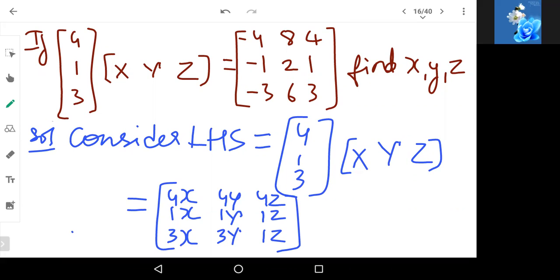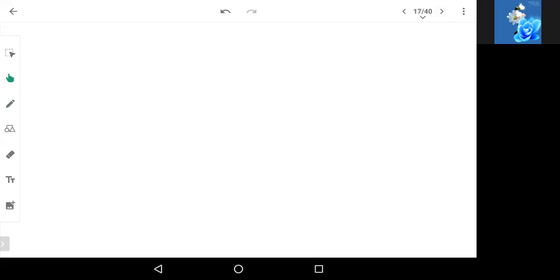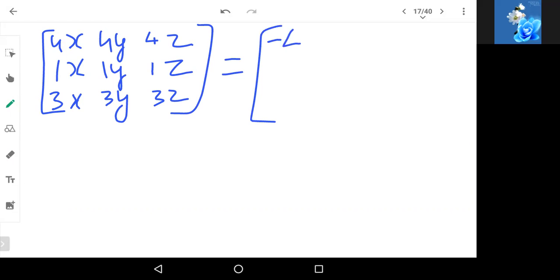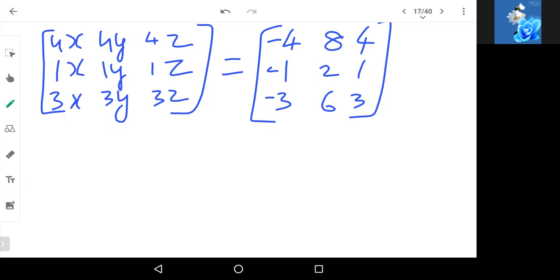Okay. Now, since we have multiplied the LHS part, let us equate it to the RHS, that is this matrix. Our matrix was 4x, 4y, 4z, then 1x, 1y, 1z, and then 3x, 3y, 3z. Equate it to the given matrix, that is -4, 8, 4, -1, 2, 1, and -3, 6, 3.